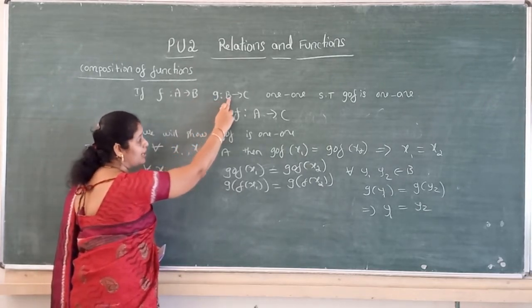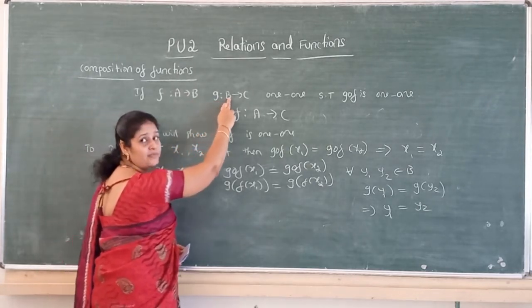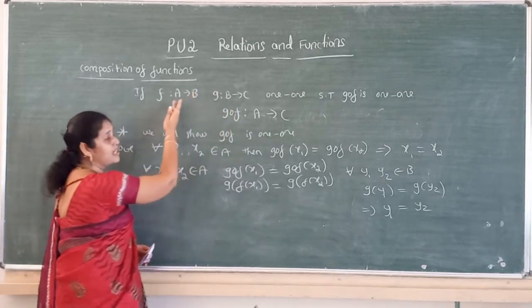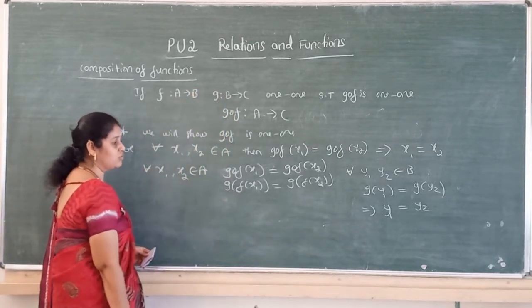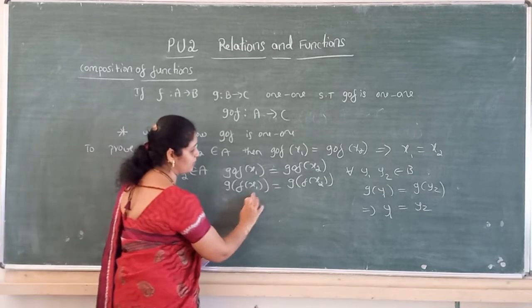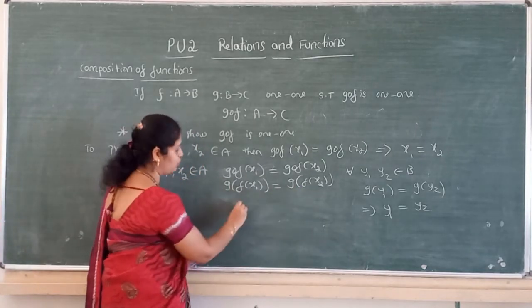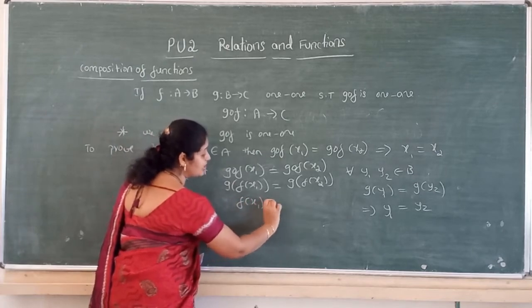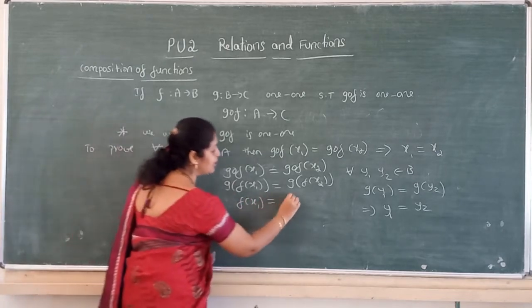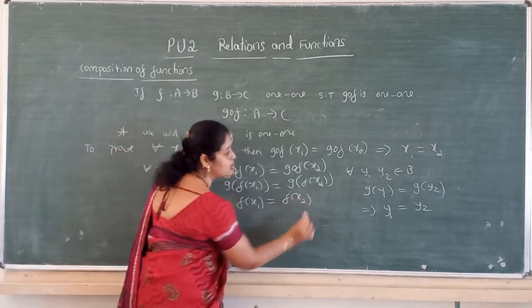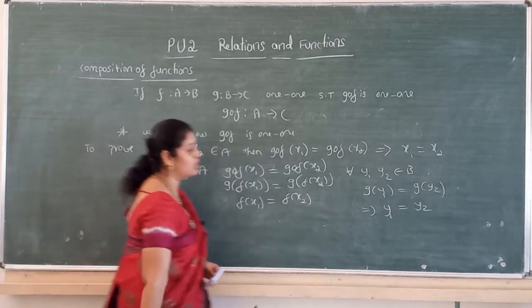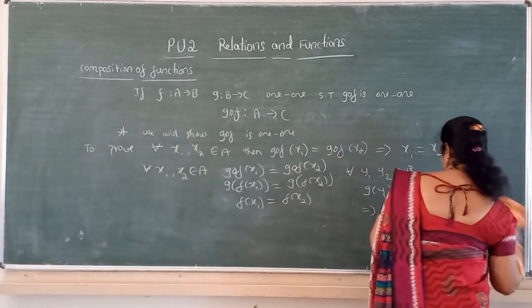That means here I took set B elements as y1 and y2, so I can choose y1 as f of x1, y2 as f of x2. In the same way, g of f of x1 is equal to g of f of x2 implies y1 is equal to y2. Since g is 1-1, I can write f of x1 is equal to f of x2. What is the reason to write this? Because g is 1-1.